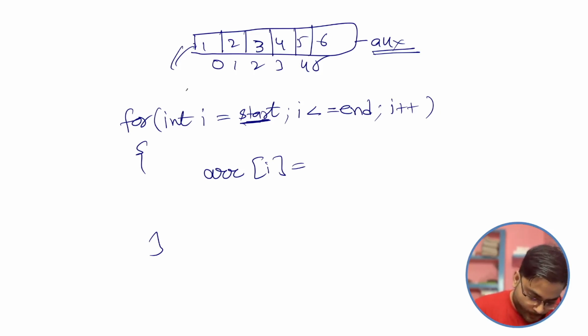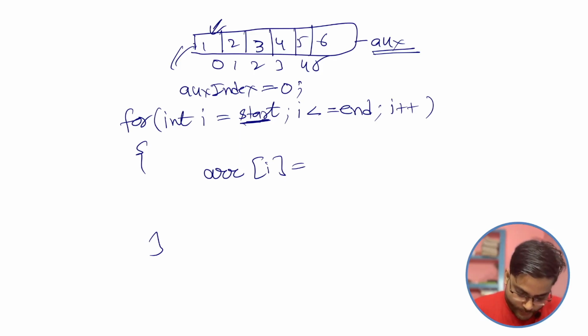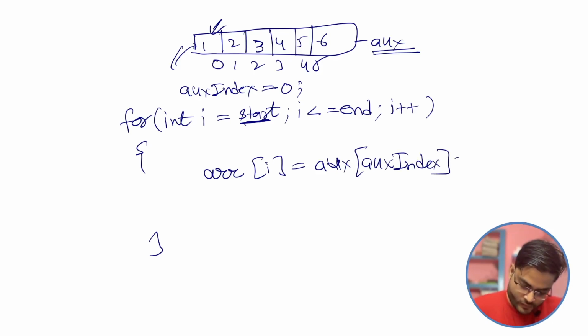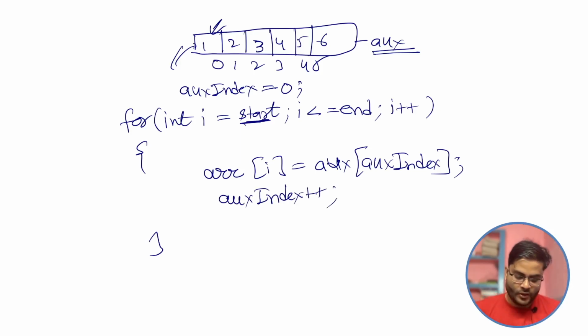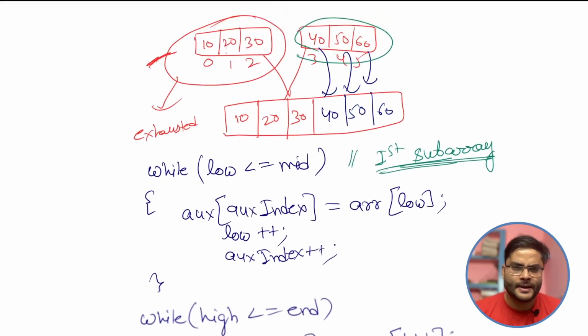Okay, so mark aux index as 0 because my aux index contains sorted elements from 0 index, so mark it as 0. Okay, so I will copy this from aux index, and aux index will keep on incrementing. Now I will copy all the elements from aux array to my original array. So this is our program for merge algorithm.